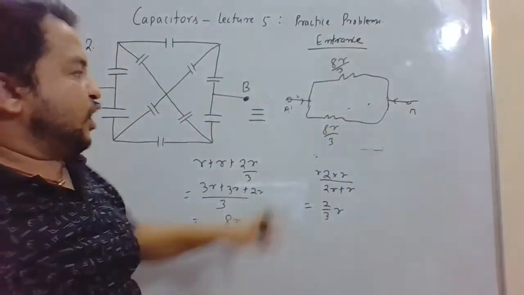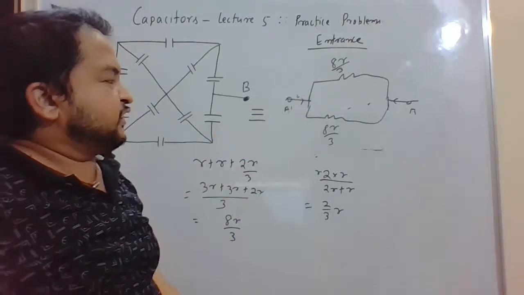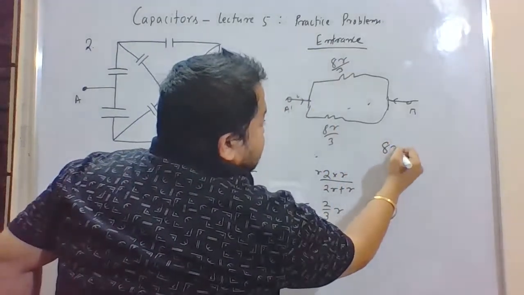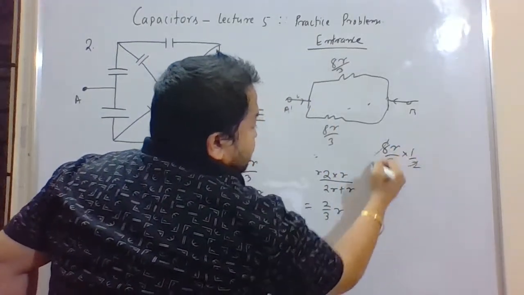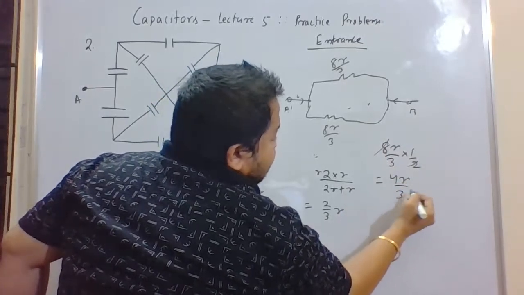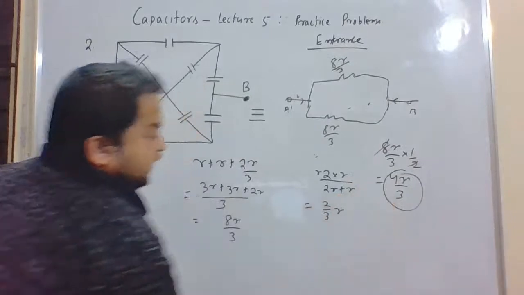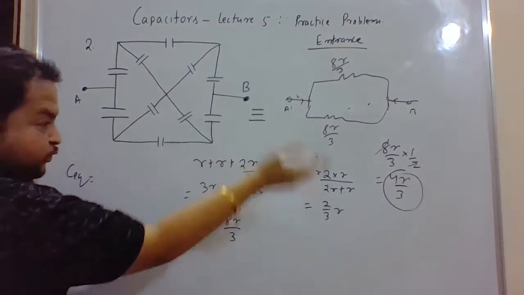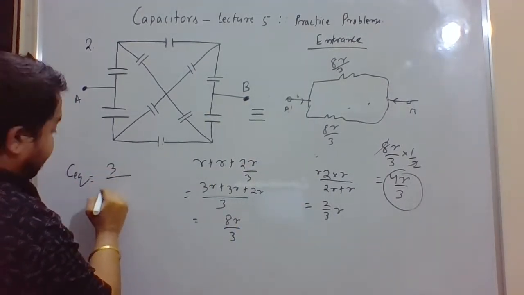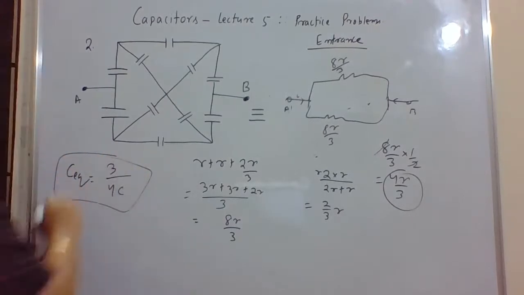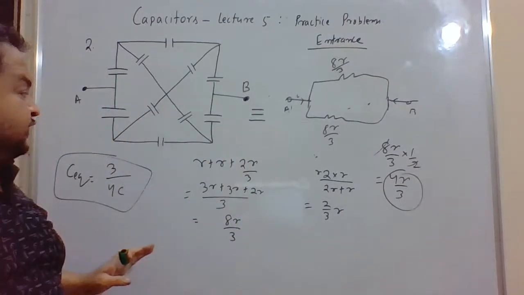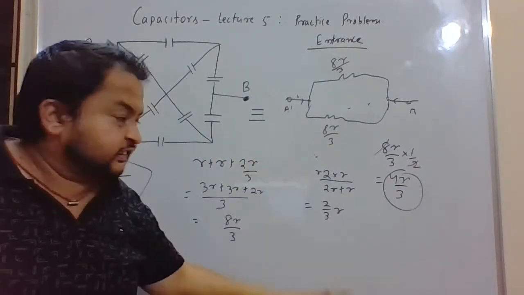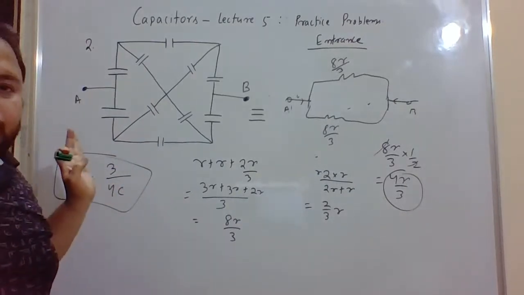Now, these two are parallel, so the equivalent capacitance would be C by 2, your resistance will be R by 2, that is nothing but 8R by 3 into 1 by 2, so it is nothing but 4R by 3. This is the equivalent resistance. Now, the moment you got the equivalent resistance, equivalent capacitance, I said you just reverse it. So it will be 3 by 4 C. That is the answer. Okay. So in an entrance exam, I would recommend that you just replace it by resistors, find out the equivalent resistance and reverse it. That's how you can find out the C equivalent.